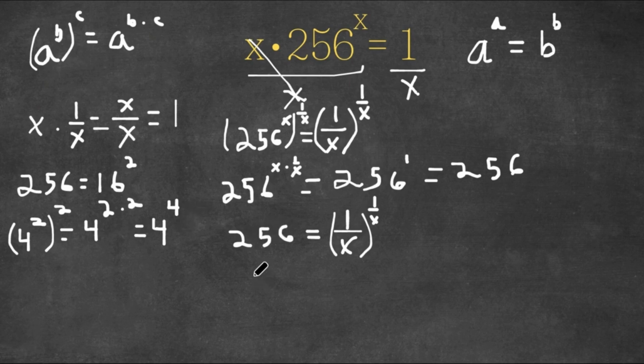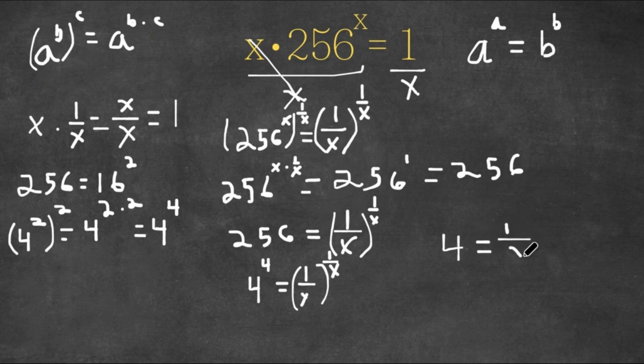So we're going to replace 256 with 4 to the power of 4. And this is still equal to 1 over x to the power of 1 over x. Now all we have to do is set a equal to b. So 4 is equal to 1 over x, because if a to the power of a equals b to the power of b, then a is obviously equal to b.